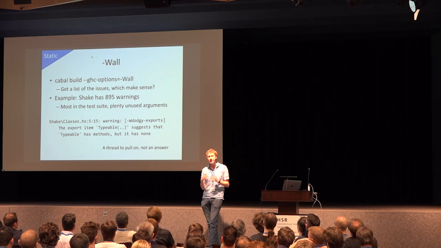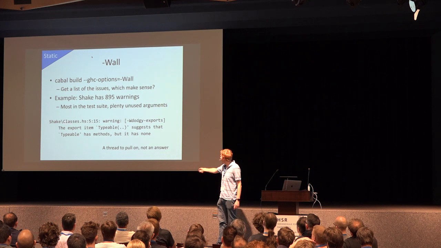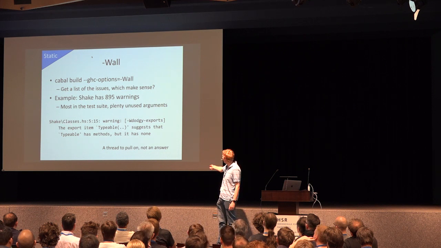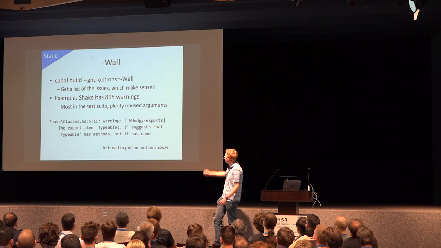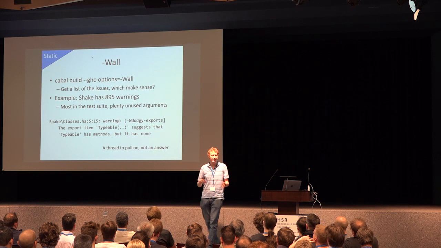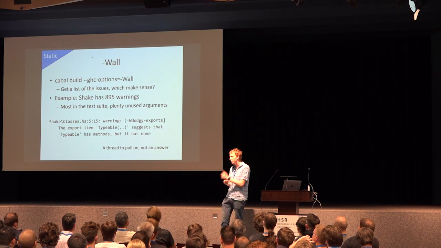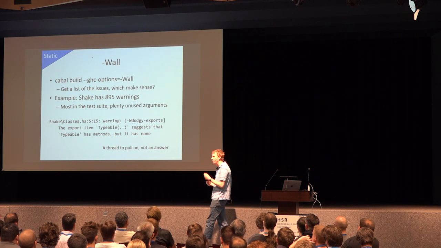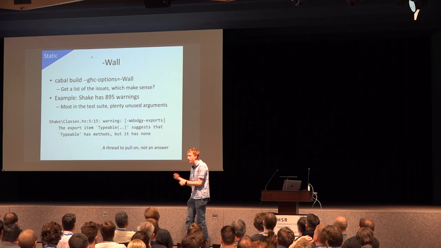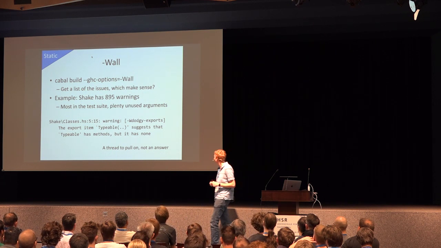But going through that, I did find one that looked unusual. That was Shake classes, warning: dodgy exports. The item Typable suggests that Typable has methods, but it has none. And this isn't an answer of, oh, I should go and delete the (..) from Typable, but it's a thread to pull on. It's something to learn about. And the hope is you can find some really nice bugs in the code.